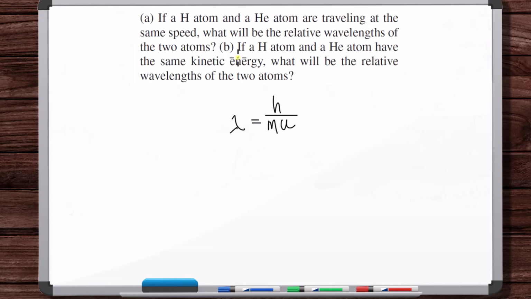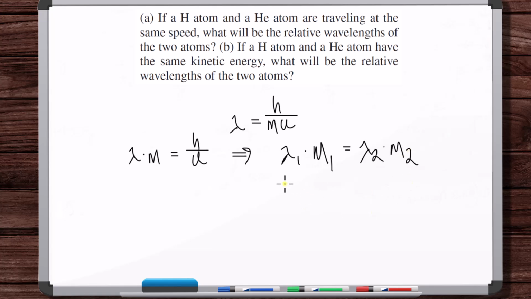Okay, so with that, to answer part A, Planck's constant is constant, the speeds are constant, so let's multiply both sides by m, and we're left with h over u. So this is going to be a constant for part A, so what we have is lambda 1 times m1 is equal to lambda 2 times m2. So we can say that lambda 2 divided by lambda 1 is equal to m1 divided by m2.